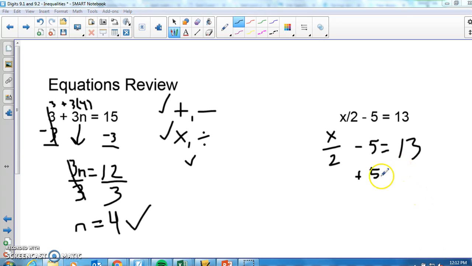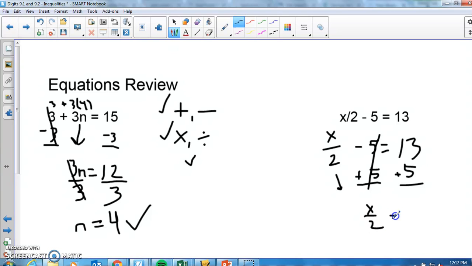Sorry about the bell. If I add 5 to the left side, I have to do the same thing to the other side. So I'm going to add 5 to this side of the equation. So a negative 5 and a positive 5 cancel each other out. They're opposites. So when I drop down that x over 2, that gives me x over 2 equals 13 plus 5, which gives you 18. So I've taken care of the first step.